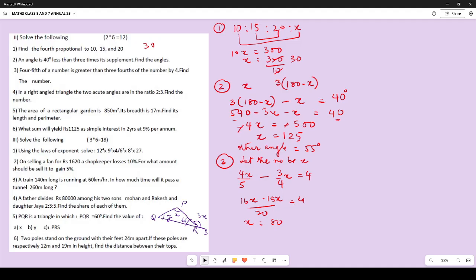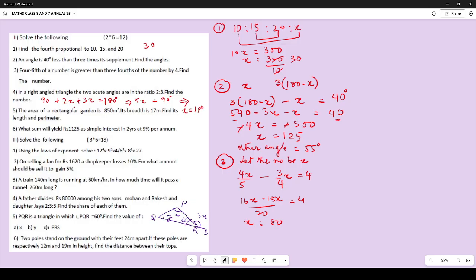Now let us move on to the next question, which is question number 4. In a right angle triangle, two acute angles are in the ratio 2:3. Find the angles. So one angle is 90 degrees, one angle is 2x, another angle is 3x, and the sum is equal to 180 degrees. Right? Because the sum of three angles will be 180. That means 5x is equal to 90 degrees, right? So what this implies is x is equal to 18 degrees.